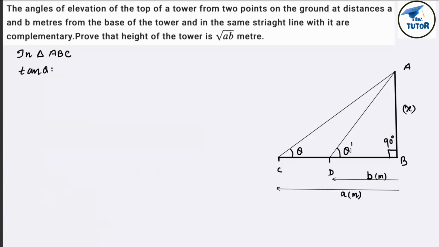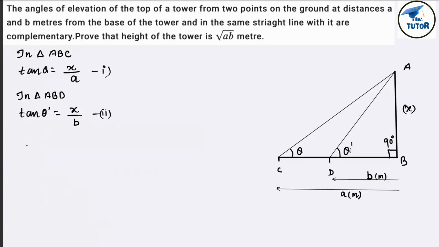Tan theta would be opposite AB, which is x, over base BC, which is A. Consider it equation 1. Now, another triangle we have got is triangle ABD. Now we get theta dash as the second angle. It would be again opposite, which is x, over base, which is DB, and DB is B meters. This is again equation 2.